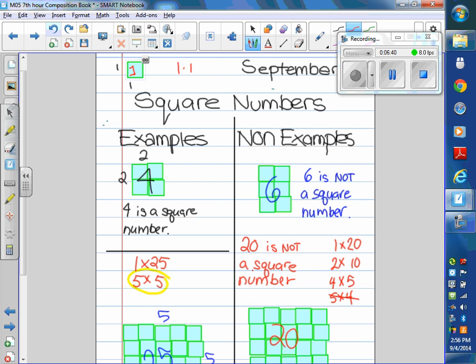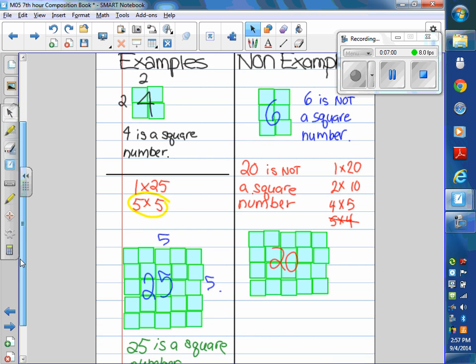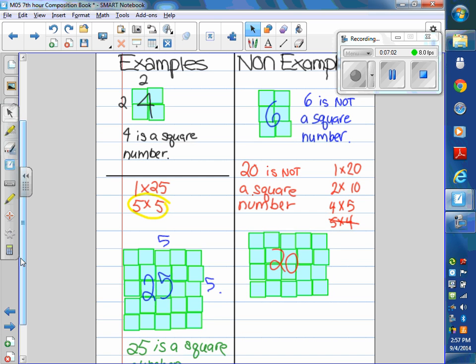Emma. So with the tiles, if you were doing 5 by 4, it would not turn out to be a square. Whenever you can't make a square, it's not a square number. Does that make sense? Yeah. Sometimes you can take a square number and turn it into a rectangle, but it's still a square number if you can make a square.